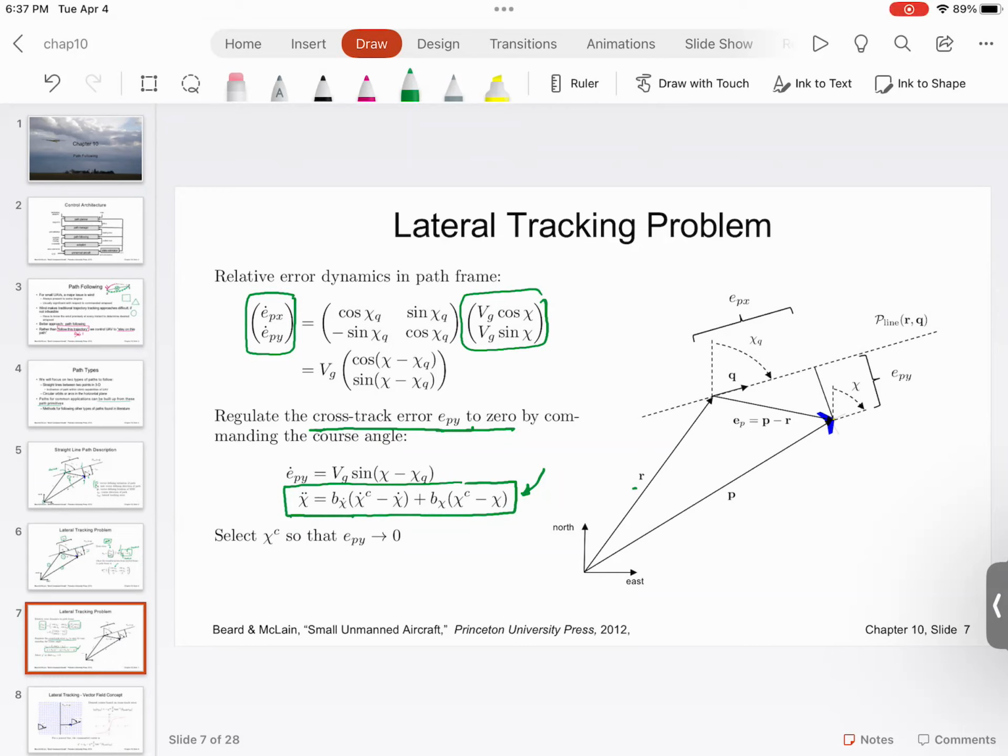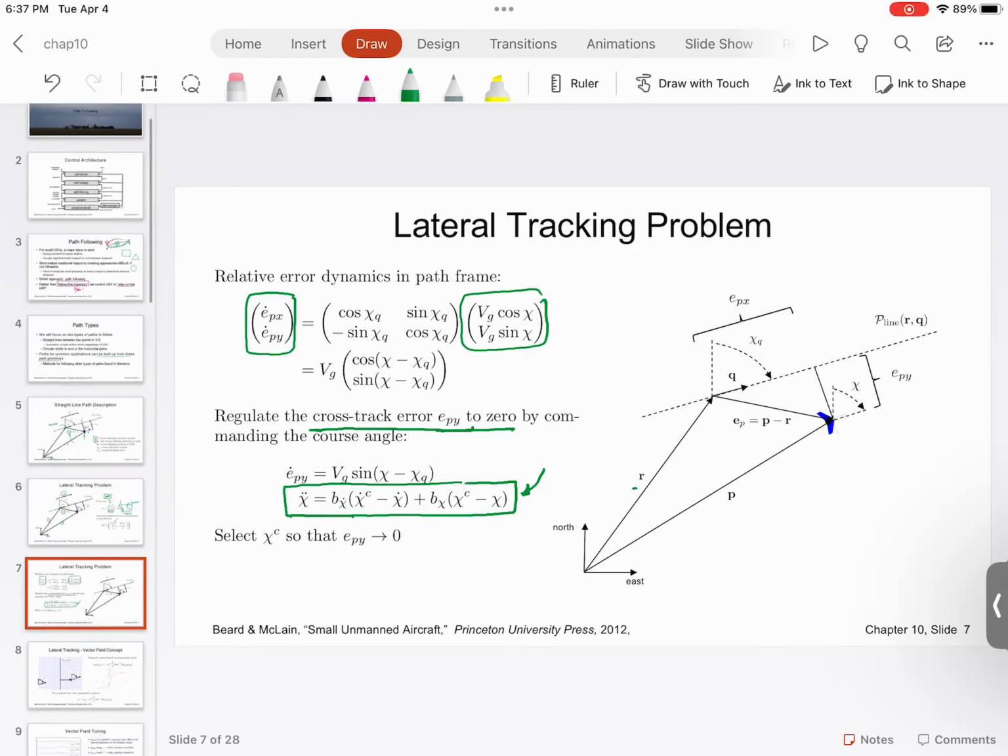And that chi minus chi q will go to 0 as long as this equation that you see has the poles on the left half plane. So basically, you choose the poles. In other words, you choose the Bx dot, B chi dot, and Bx. Think about it like the proportional and derivative gains, so that you actually minimize the error.